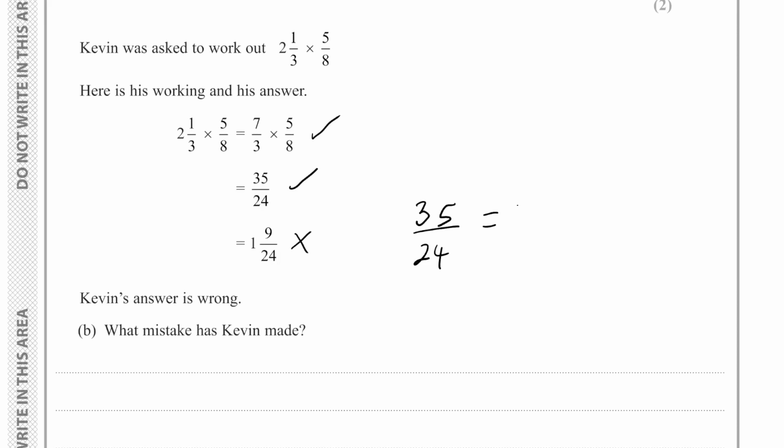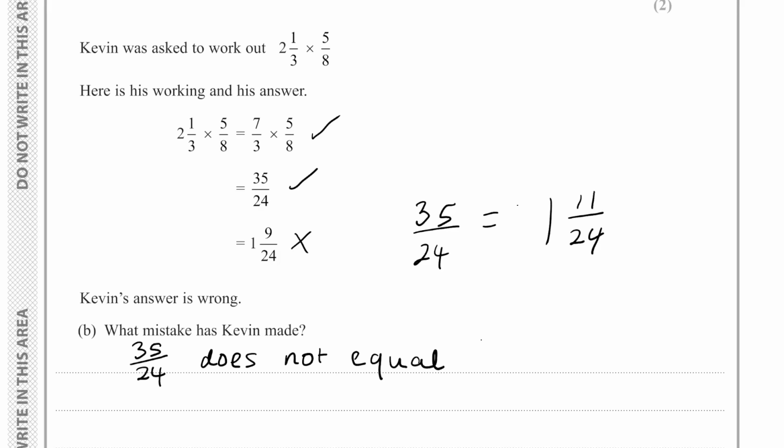1 whole one is 24. How many more have we got? From 24 to 35, it's 11. So what mistake has Kevin made? 35 over 24 does not equal 1 and 9 over 24.